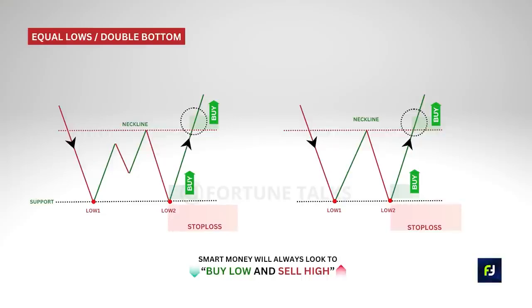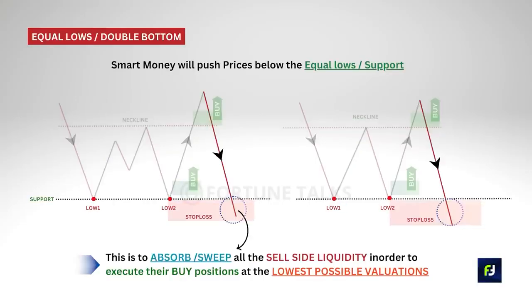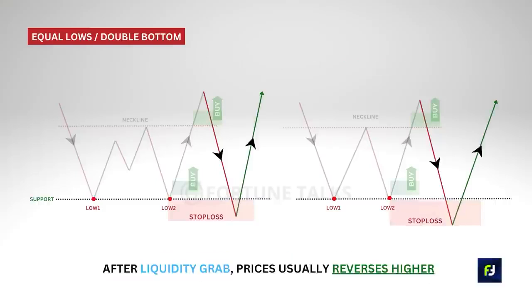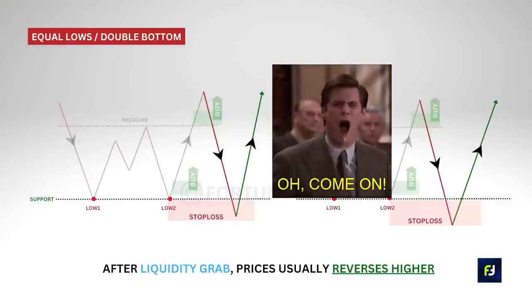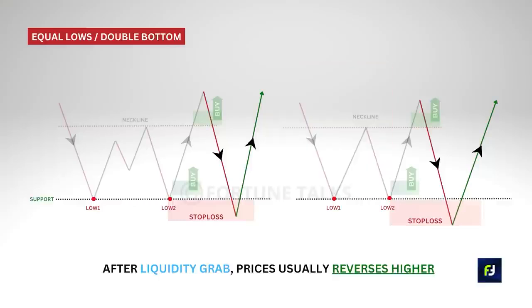Now, coming back to the discussion on double bottoms, the smart money or institutions will push the prices down and break below the equal lows or support level so as to absorb all the sell side liquidity. And once all the stop losses are absorbed or swept, the market usually reverses its direction and moves higher. This is usually more frustrating for traders than hitting the stop losses, because such a move will impact a trader's psychology, and it will also question his analysis and learnings.